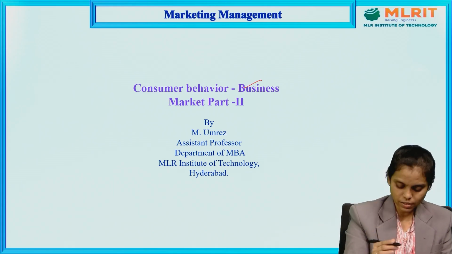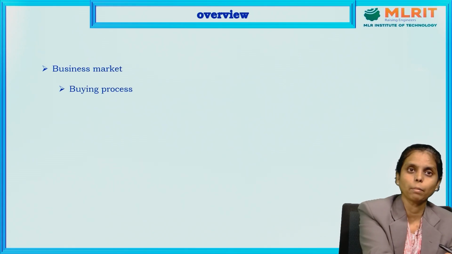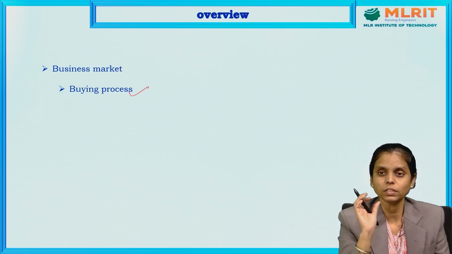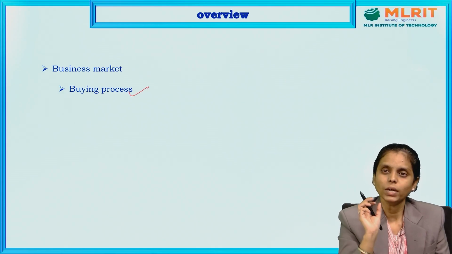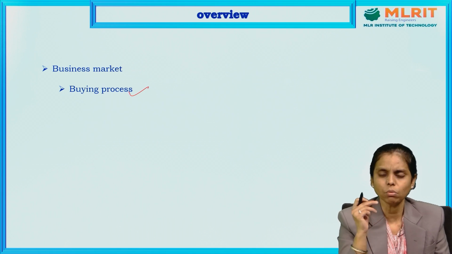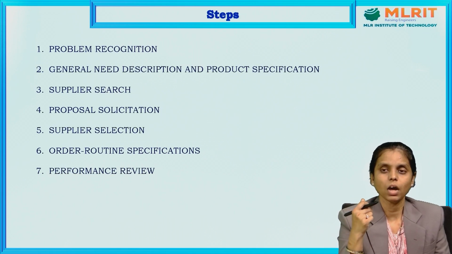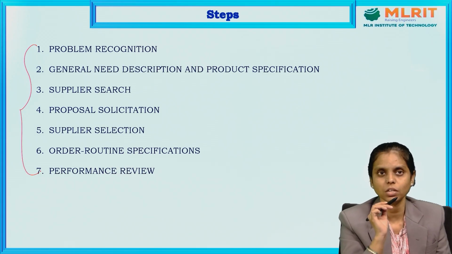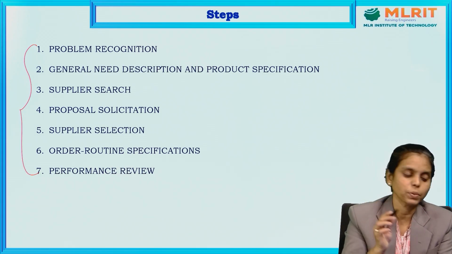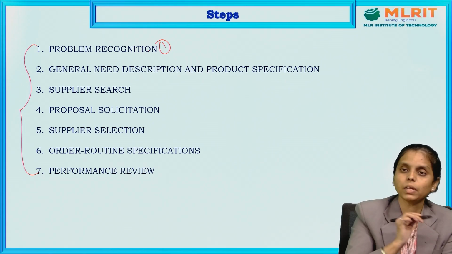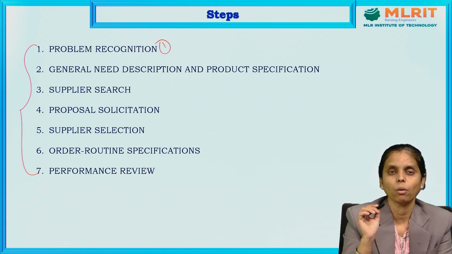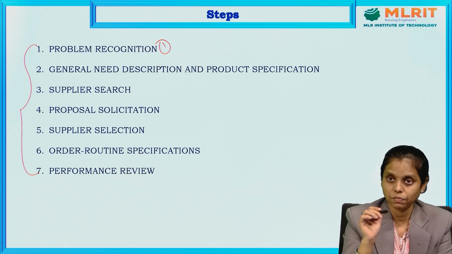Now, in today's lecture, we will discuss the buying process of business markets. How does a business market take decisions with respect to the purchase of a product? Now, let us have a look at the various steps which we briefly introduced in the previous lecture. The first step in the buying behavior of a business organization is problem recognition. That means identification of a product.